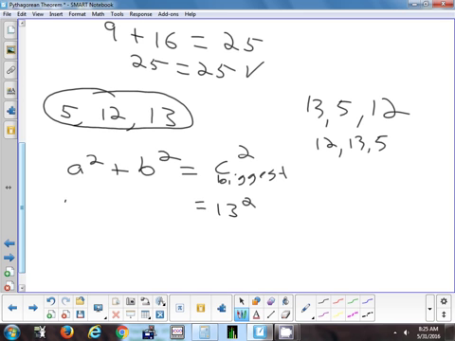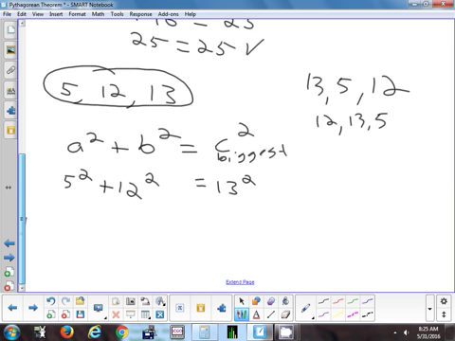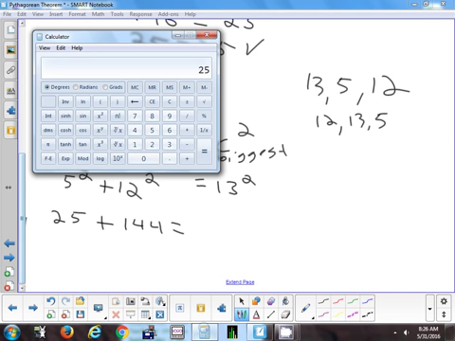So let's plug in 5 for A, and let's plug in 12 for B. Okay, you don't have this one written down. I'm just showing you one more example of a Pythagorean triple. What's 5 to the second power? 25. Yep, 25. And how about 12 to the second power, or 12 times 12? Good, 144. And now 13 to the second power. Let's use that calculator because that's kind of big. 169.